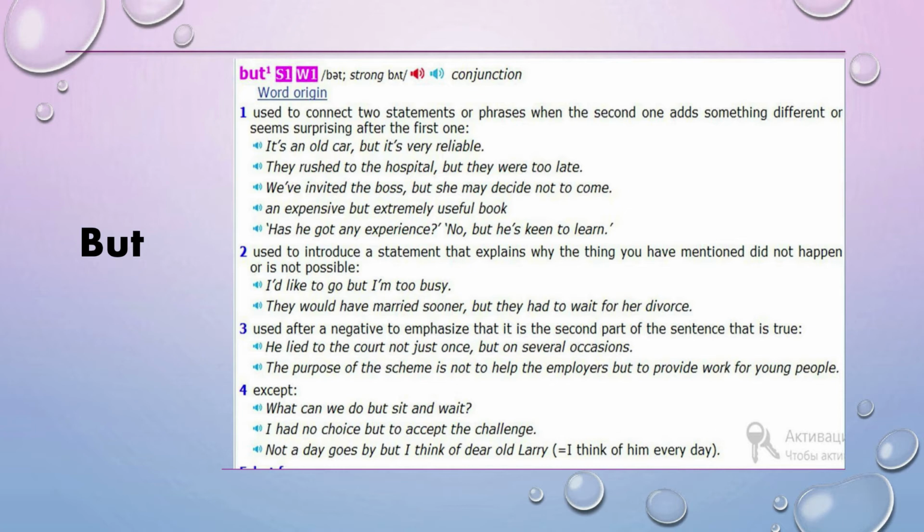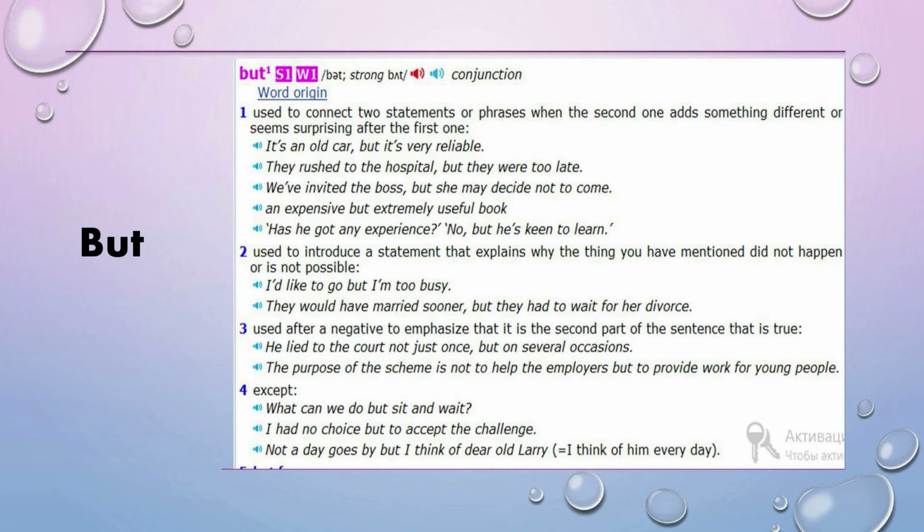Has he got any experience? No, but he's keen to learn. Secondly, but use it to introduce a statement that explains why the thing you have mentioned didn't happen or isn't possible. For example, I'd like to go, but I'm too busy. They would have married sooner, but they had to wait for her divorce.